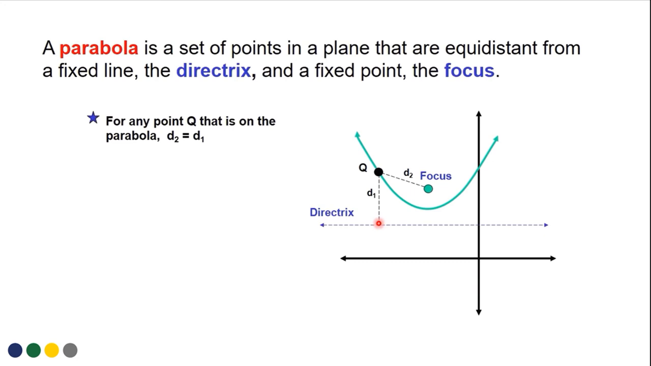As you can see here, parabola daw is a set of points in a plane that are equidistant. So just like in a circle, there's a equidistant from fixed point up to the end point of the circle. Meaning to say, the distance between the fixed point and the end point of the circle is what we call the radius, and that is equivalent.